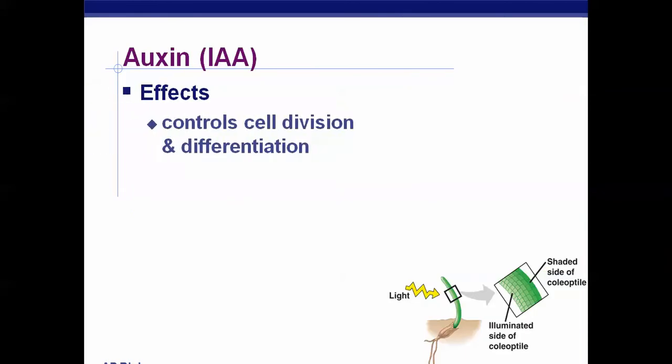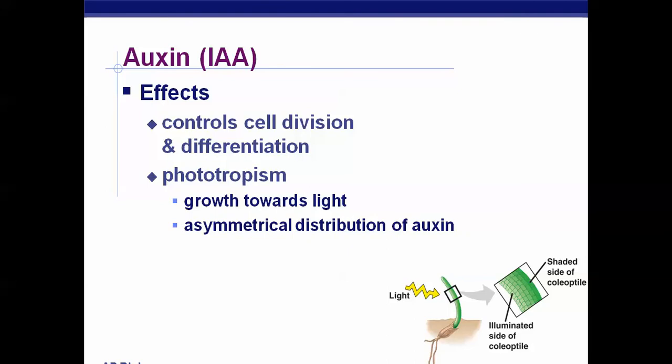The effect of auxin is that it controls cell division and differentiation. It is the hormone that is used in phototropism. Now remember back to your reading, photo means light, tropism is movement. So it's the movement towards or away from light. And this is because of the asymmetrical distribution of auxin.